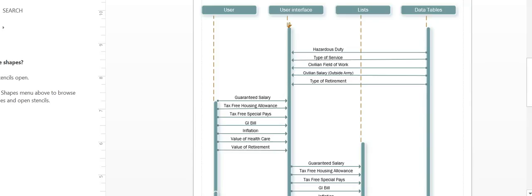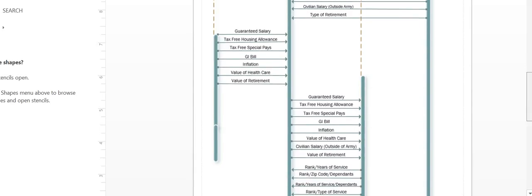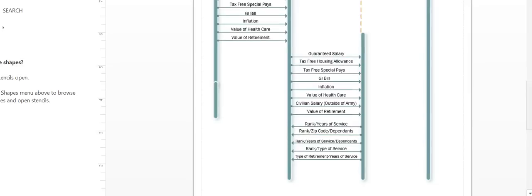The information the user can input is the guaranteed salary, tax-free housing allowance, tax-free special pays, GI Bill, inflation, value of health care, and value of retirement. The next step displays the guaranteed salary, the tax-free housing allowance, tax-free special pays, GI Bill, inflation, value of health care, civilian salary, and value of retirement.